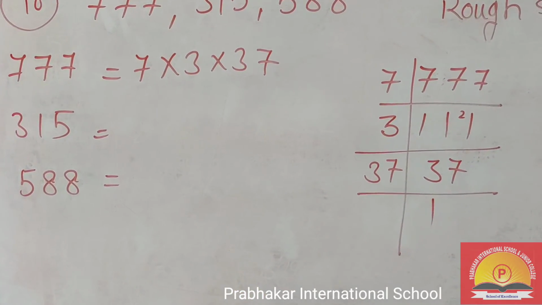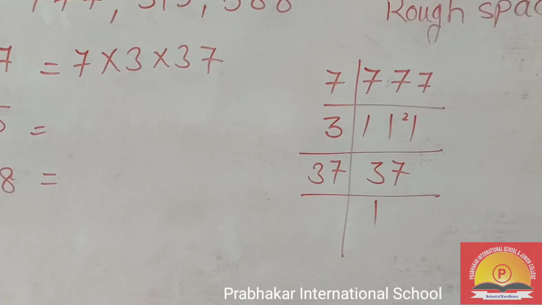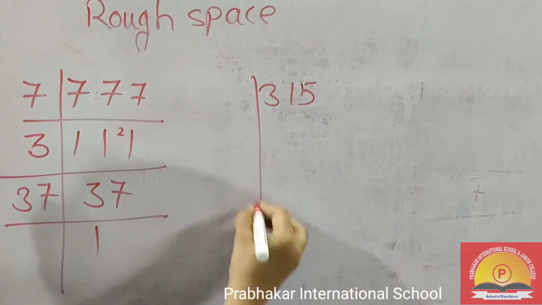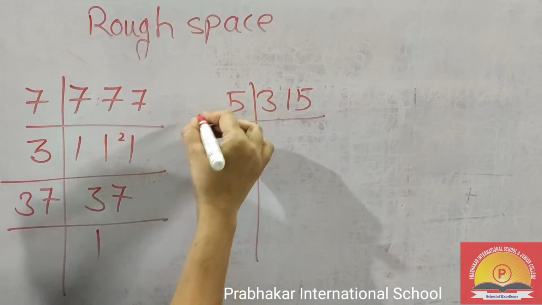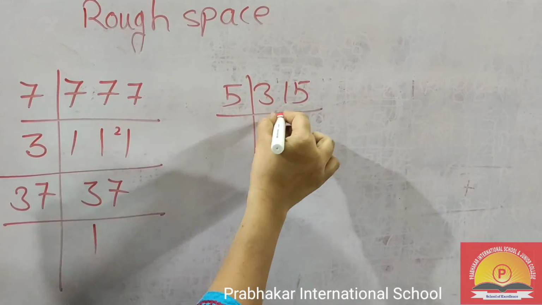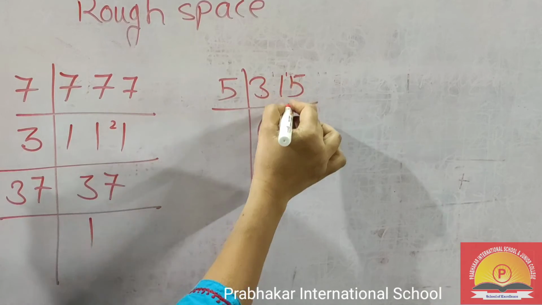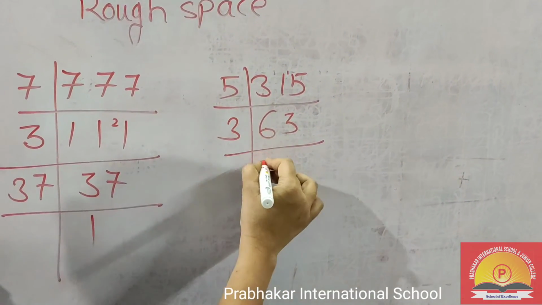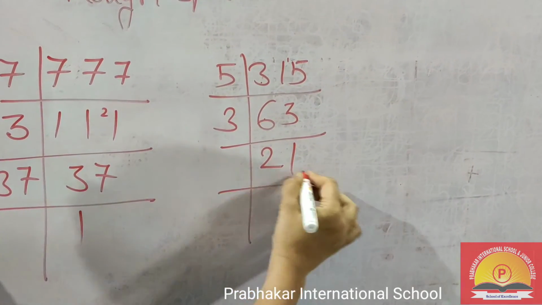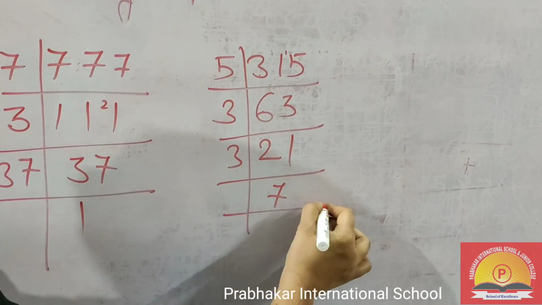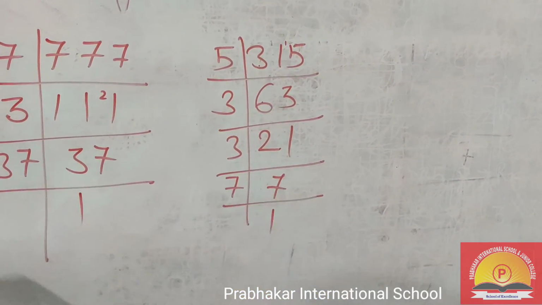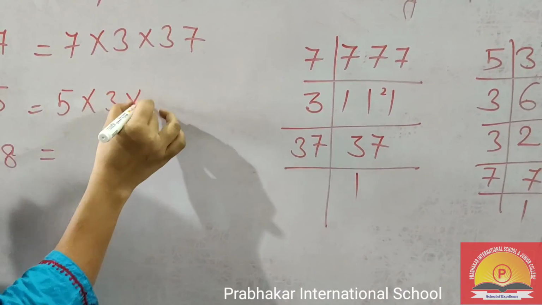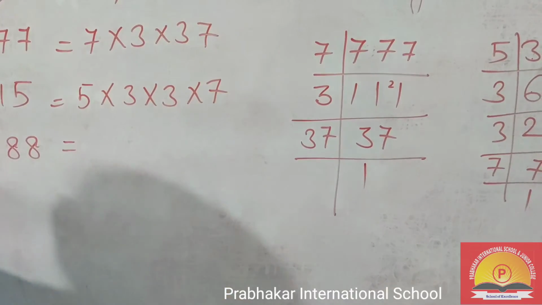Now find out the prime factors of 315. 315. Unit place 5 is there, divide by 5. 5 6s are 30, 1 carry over, 5 3s are 15. Then 3 2s are 6, 3 1s are 3, 3 7s are 21, 7 1s are 7. So prime factors are 5 into 3 into 3 into 7.